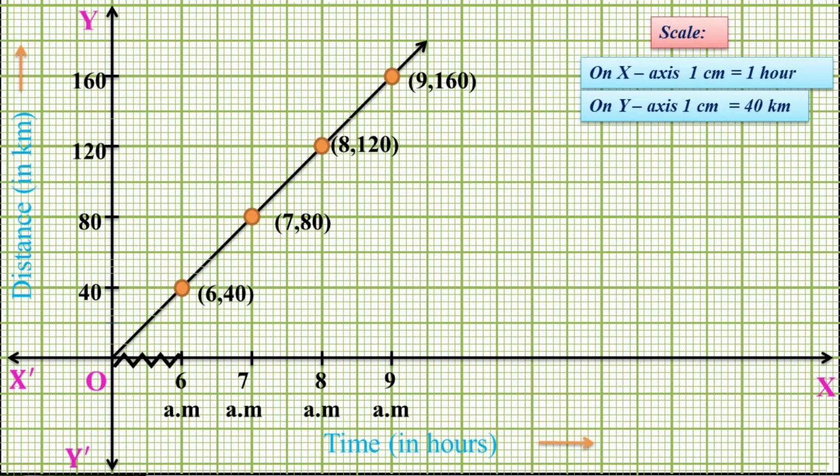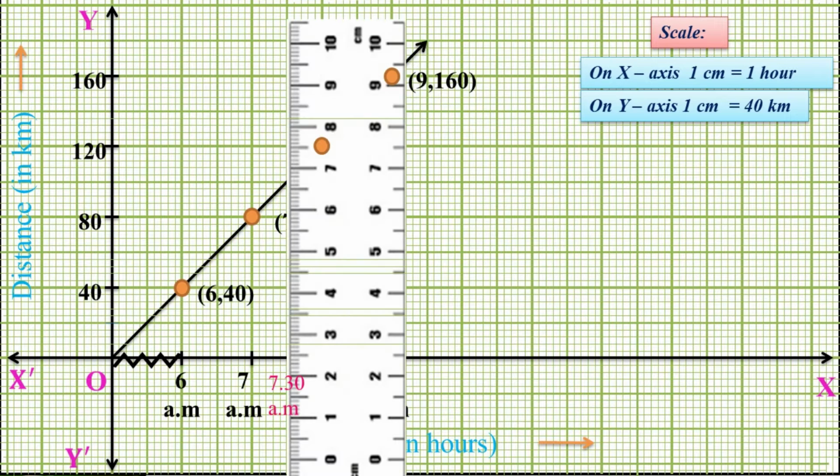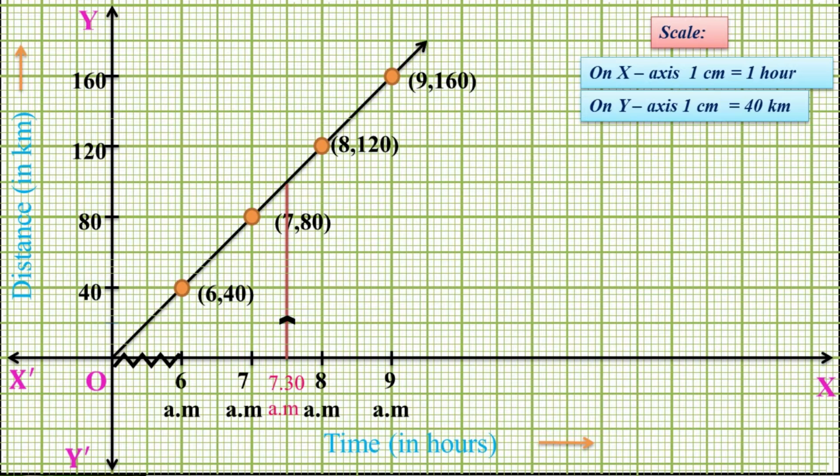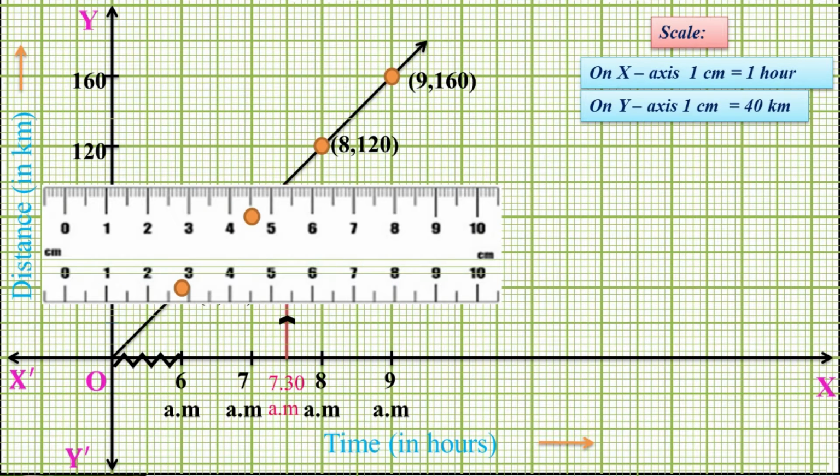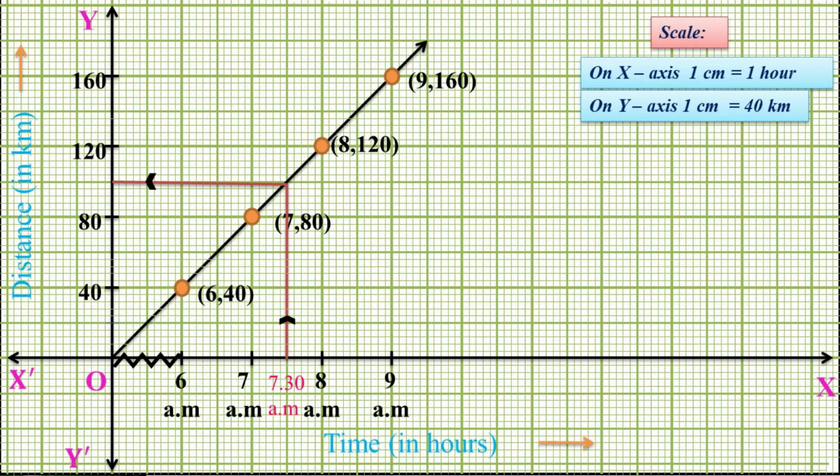Now we find the first question answer. How much distance did the car cover during the period 7:30 am to 8 am? We can mark 7:30 am on the x-axis. Locate the point between 7 am and 8 am. We draw a vertical line to meet the linear graph. Next, we draw a horizontal line to meet the y-axis at 100 km.